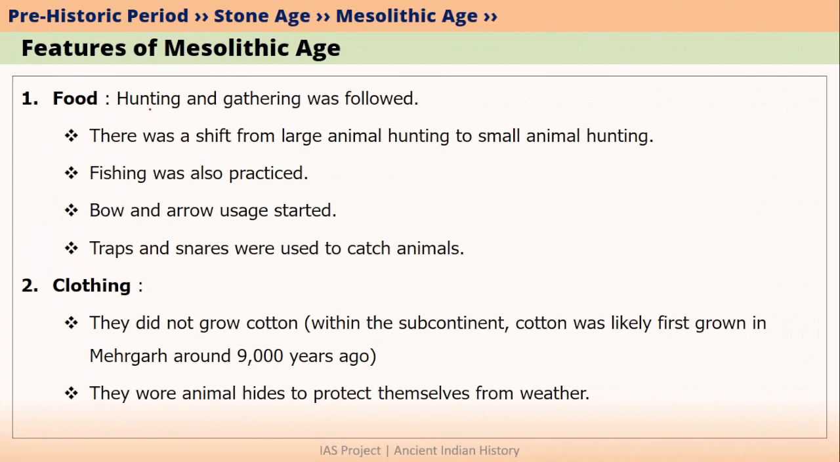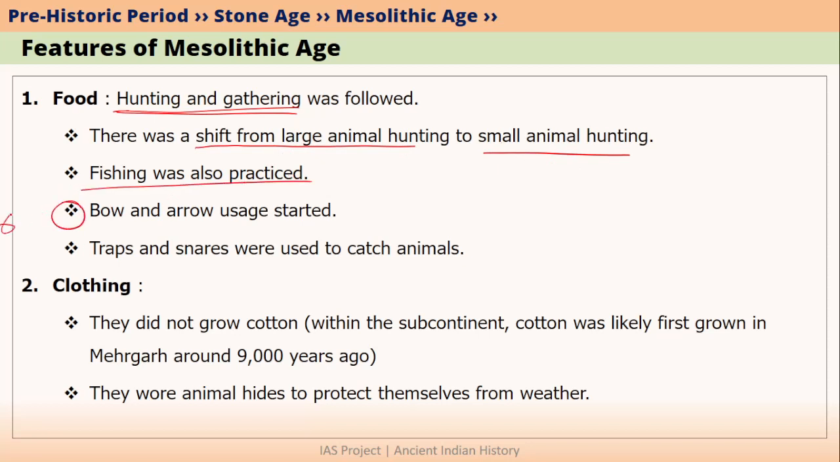Mesolithic Age people were still hunters and gatherers. Therefore, the main source of food for them was from hunting and gathering. However, there was a change in the practices of hunting. Previously, Paleolithic people used to hunt large animals like mammoths and elephants, but Mesolithic people mainly focused on hunting small animals. In Mesolithic Age, fishing was also practiced.